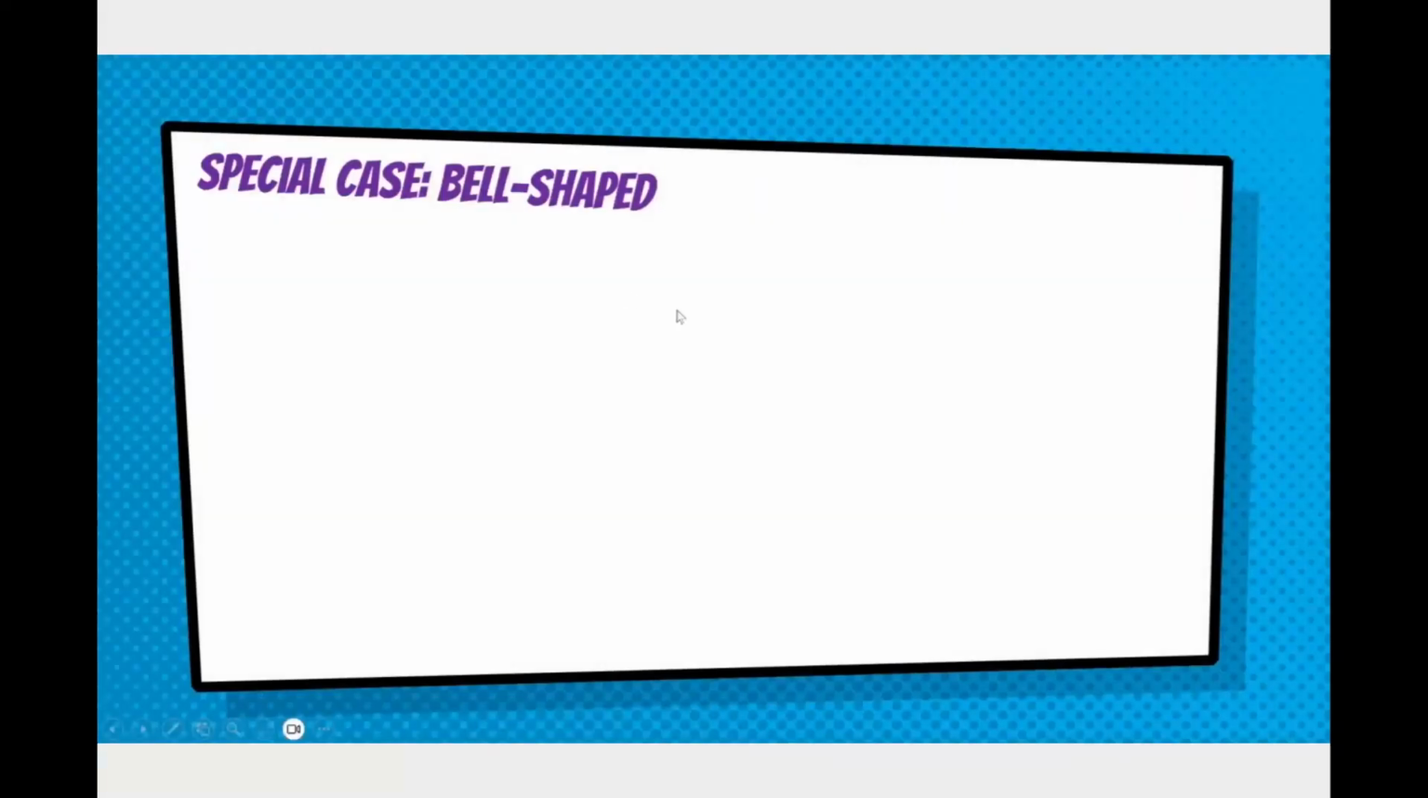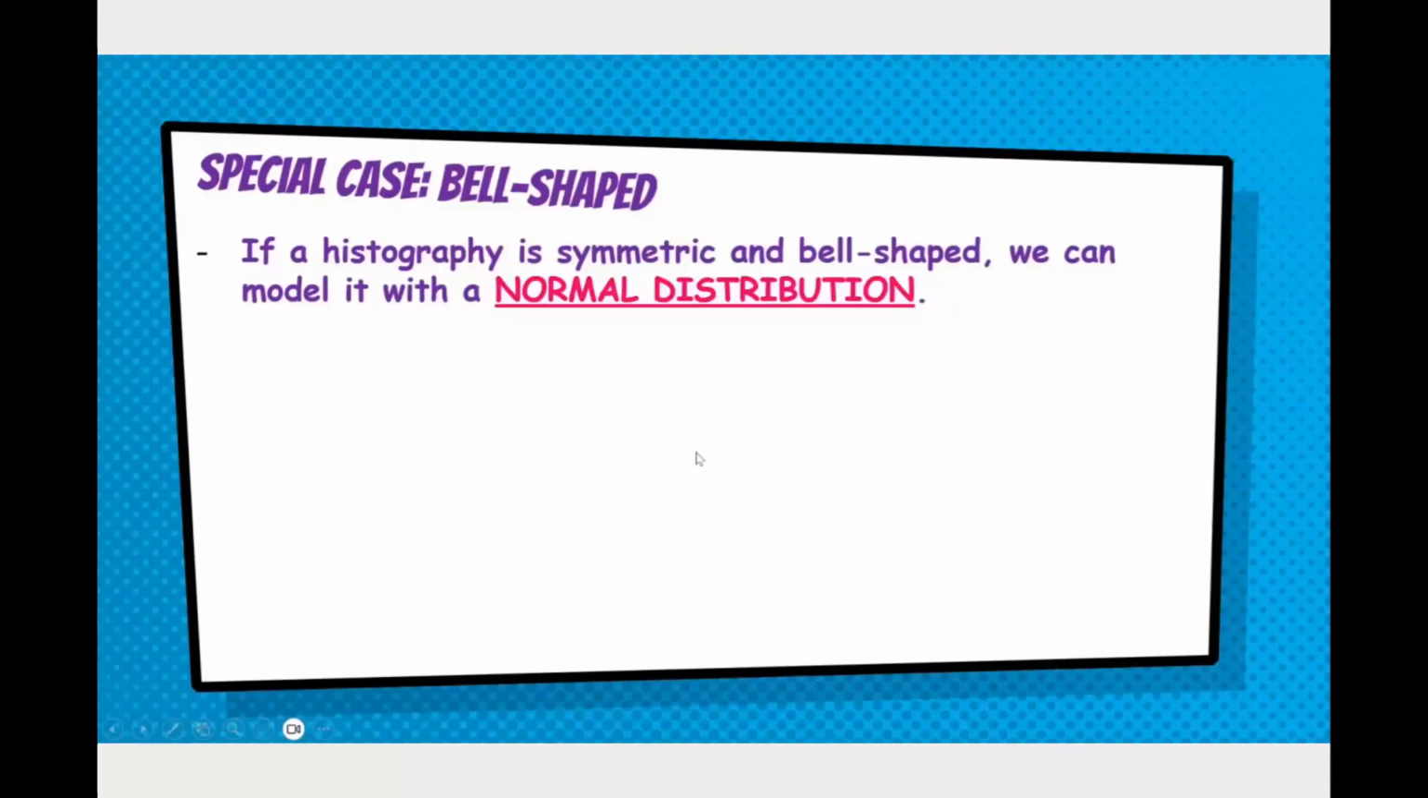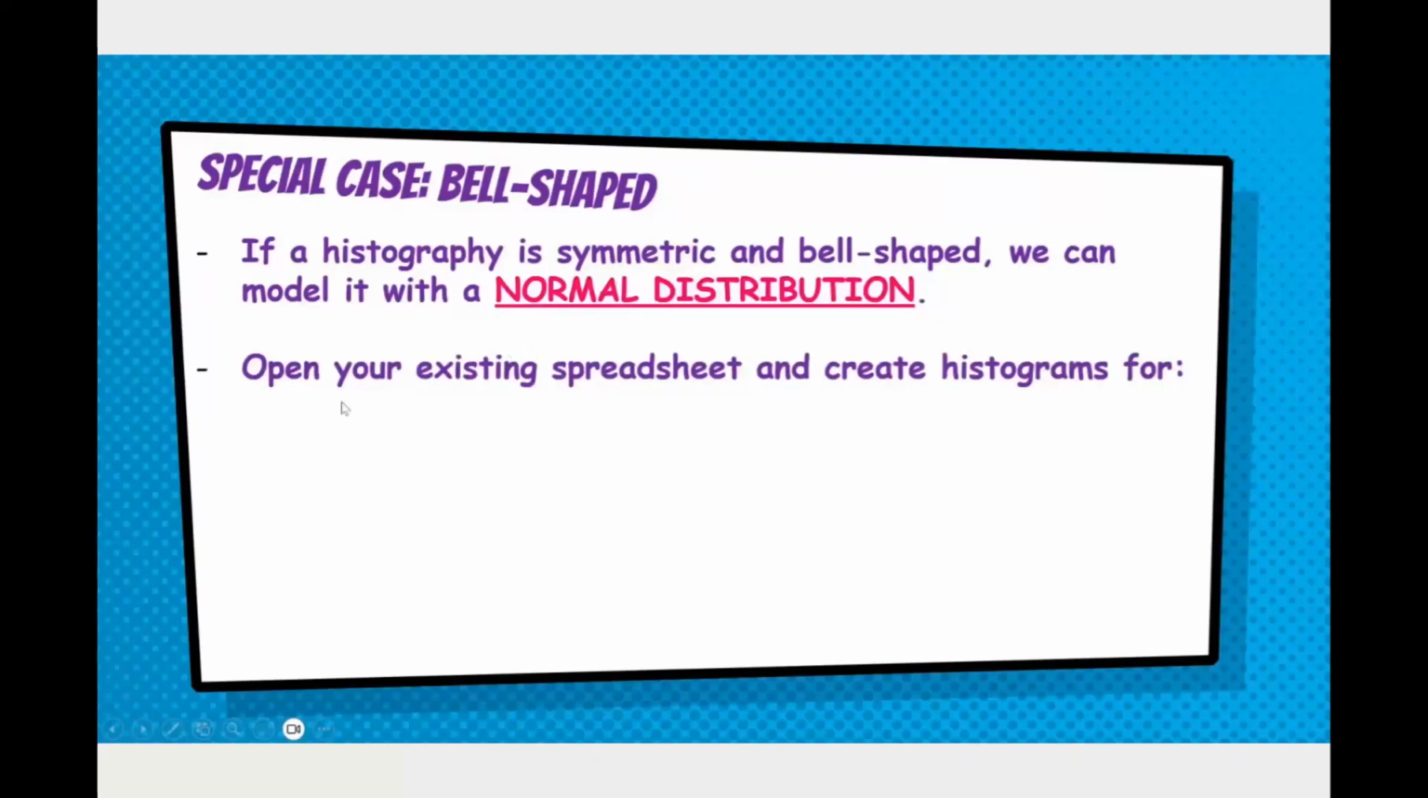So let's go back over here. We have a special case, bell shape. If a histogram is symmetric and bell shaped, we can model it with a normal distribution.